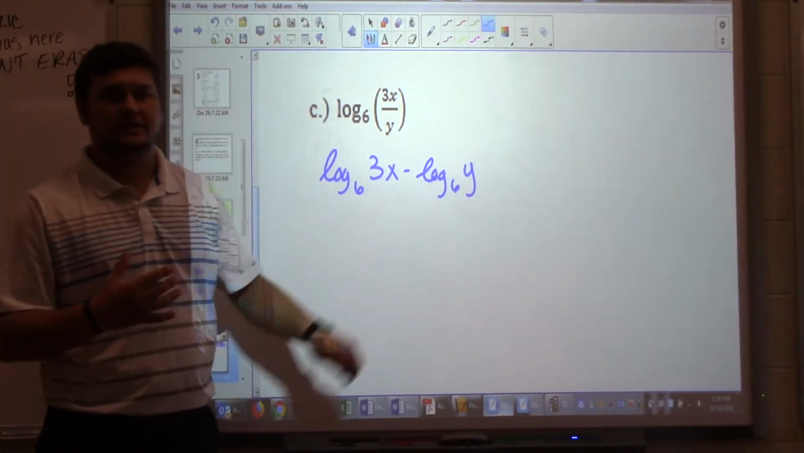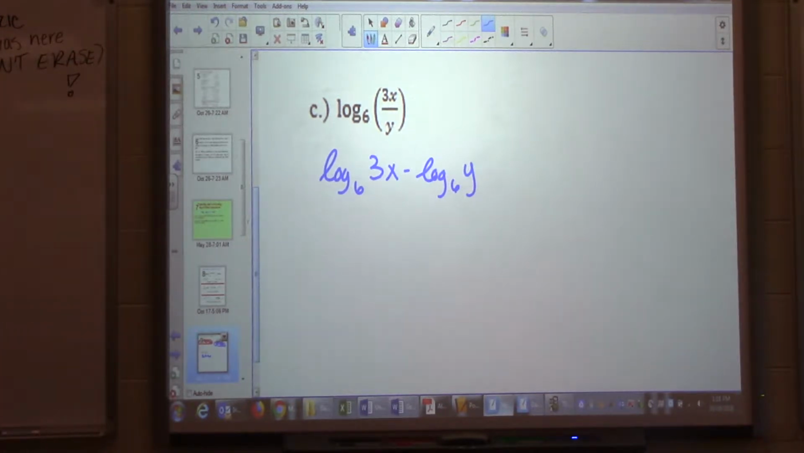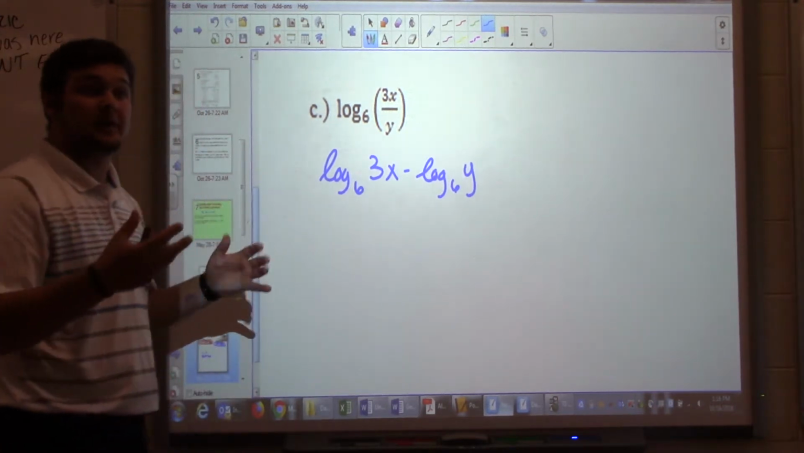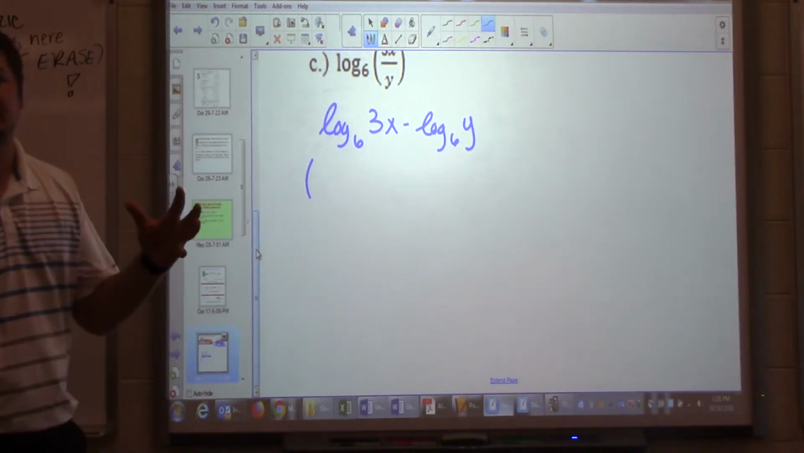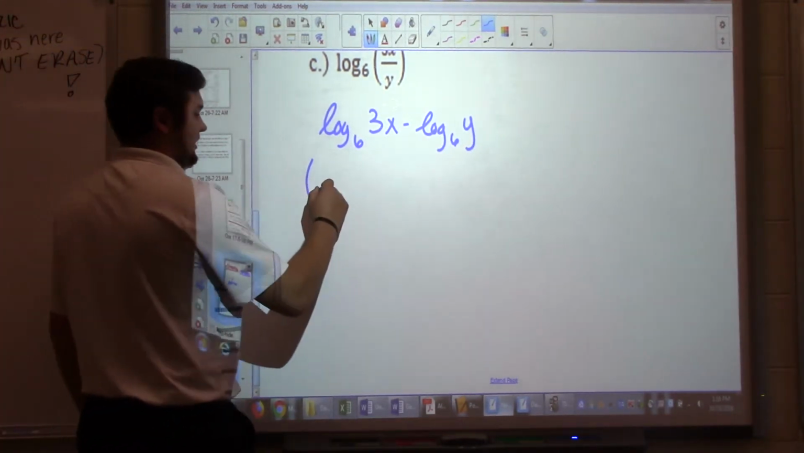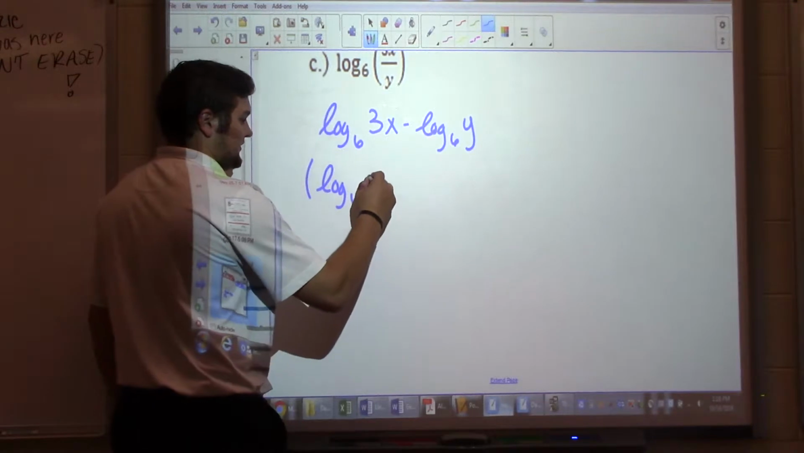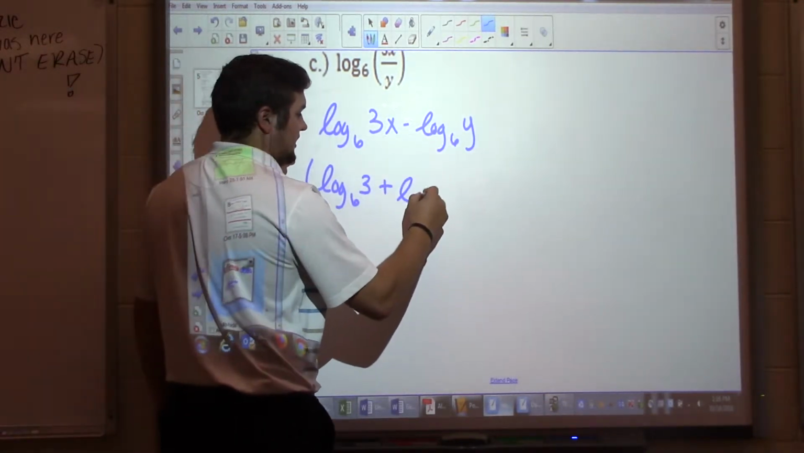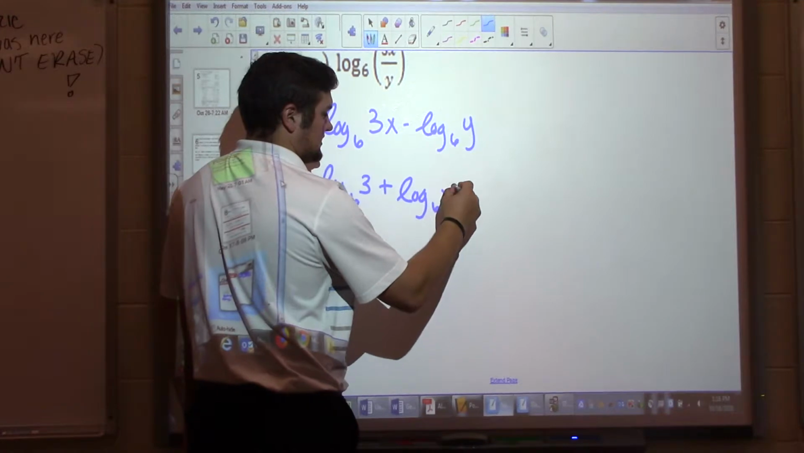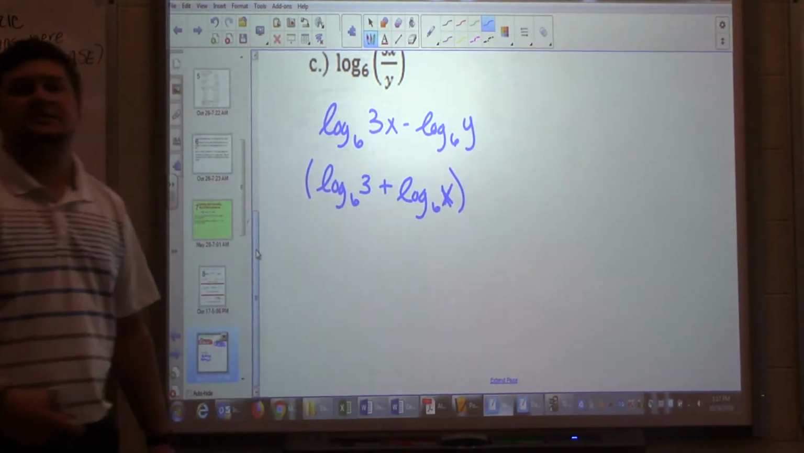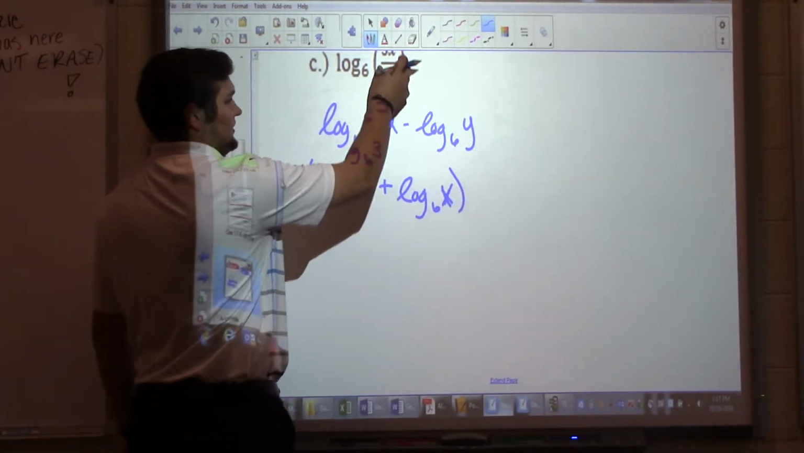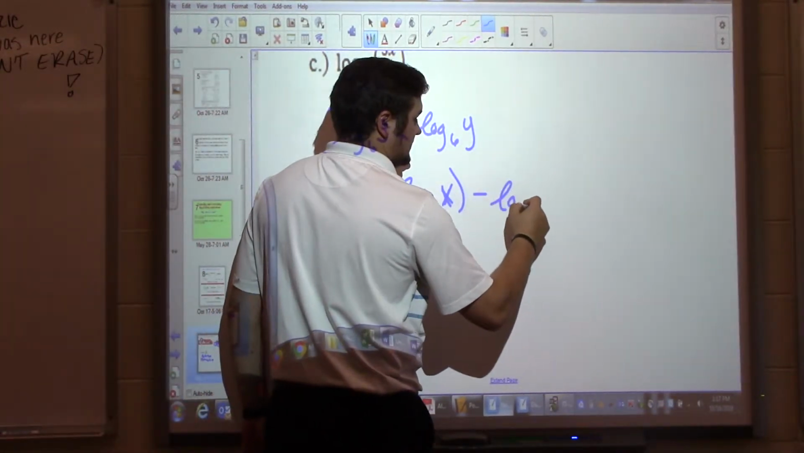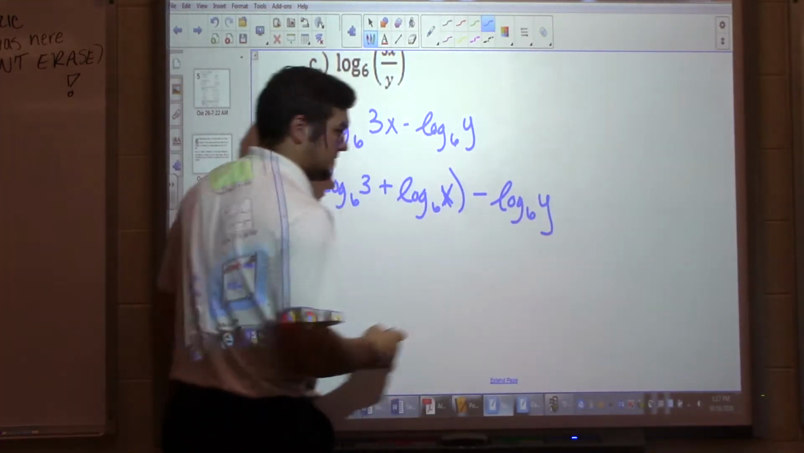Am I done here? Why not? Because 3x is 3 times x. I can split that up, right? So what I'm going to do is put that in parentheses because I know if I condense it, I want to do that first. So it's going to be log base 6 of 3 plus log base 6 of x. Like I said, that's in parentheses because I know I want that to happen before the subtraction or the division. And then minus log base 6 of y.